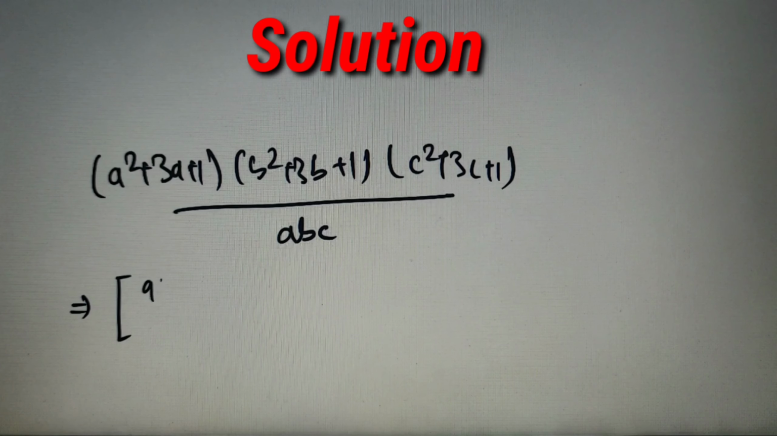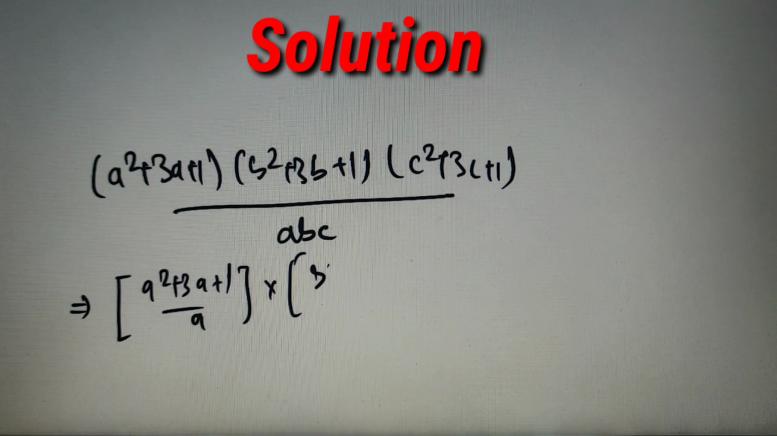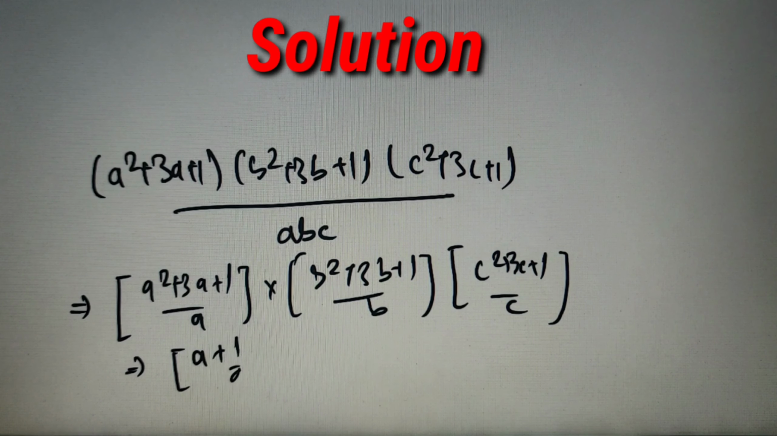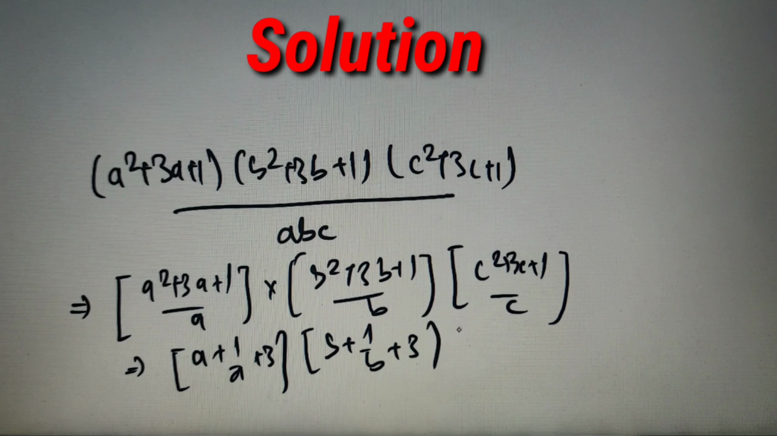So upon separation, we'll get (a² + 3a + 1)/a into (b² + 3b + 1)/b into (c² + 3c + 1)/c. So this is what we have got. Now what we can do is, we can take common a from both numerator and denominator, and in the second bracket we can take common b, and in the third bracket we'll take c. So upon taking that, we'll get (a + 1/a + 3) into (b + 1/b + 3) into (c + 1/c + 3).